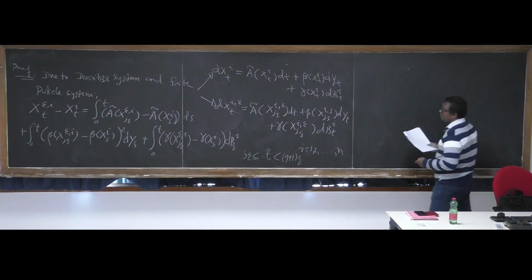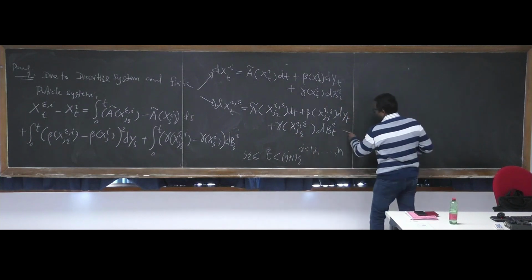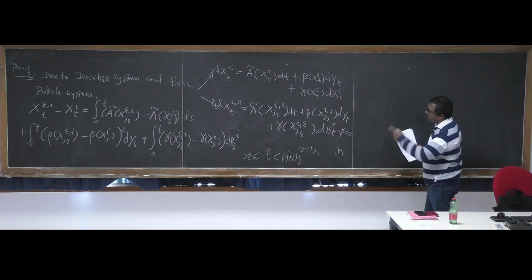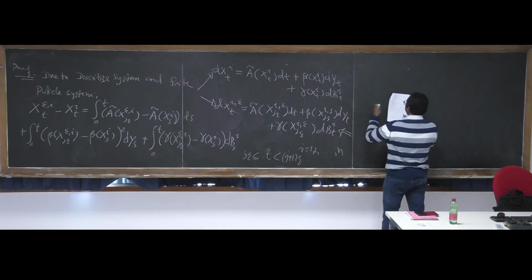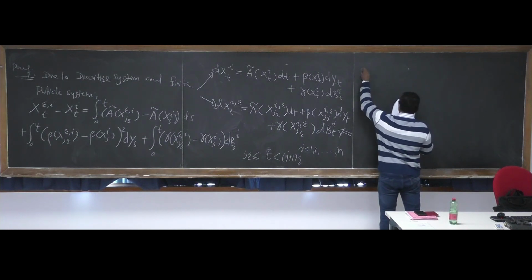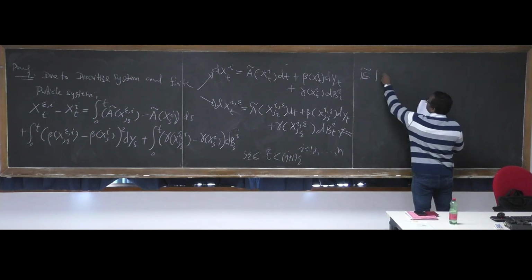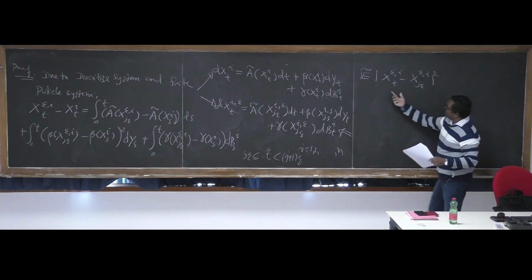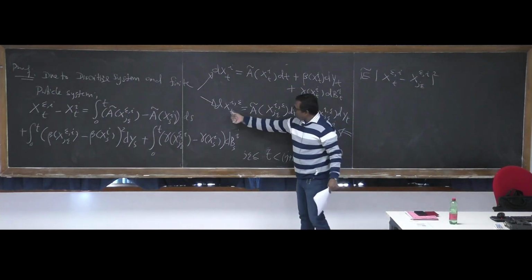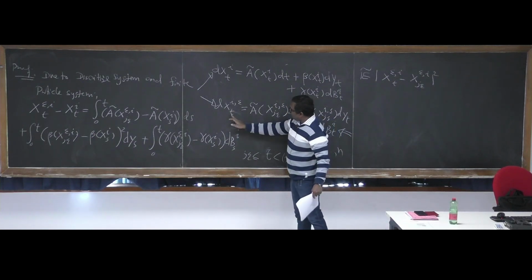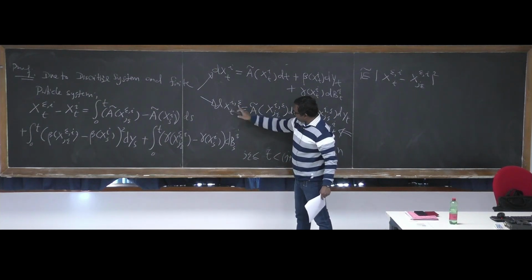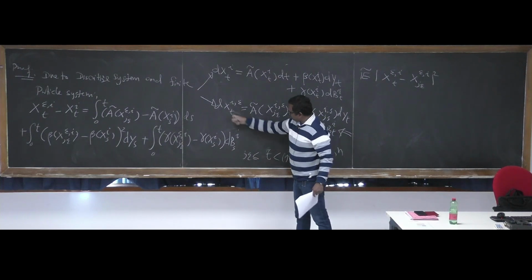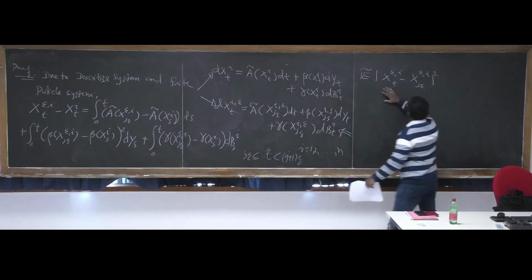By using this equation, the discretized version of the signal process associated with the discretized version of the interacting particle system, you can get this L2 estimate for |X^{epsilon,i}_t minus X^{epsilon,i}(j epsilon)| squared. So this is the difference between the signal process evaluated at time t and the signal process evaluated at the left endpoint j epsilon. That is what we consider here.